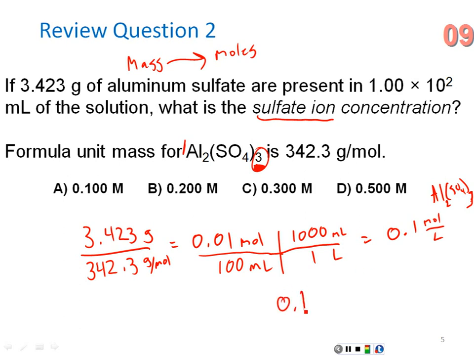You can also think of it as 0.1 moles per liter Al2(SO4)3 times the conversion factor, 3 moles sulfate ion for every 1 mole of aluminum sulfate. Sorry, I kind of ran out of room there, but the correct answer is C.